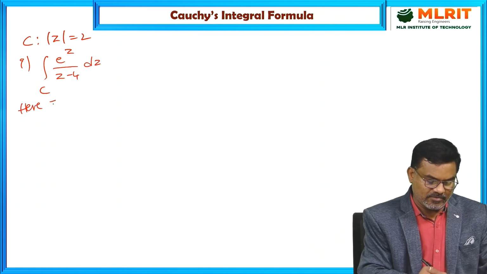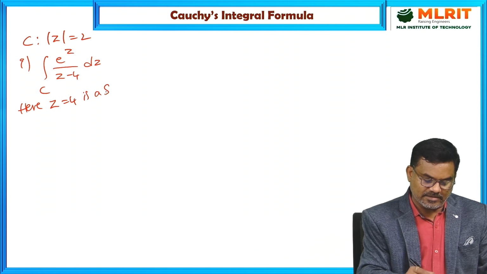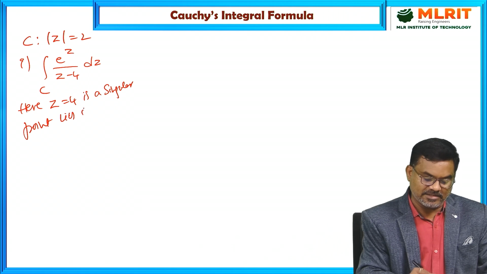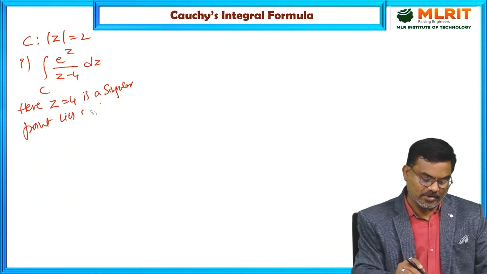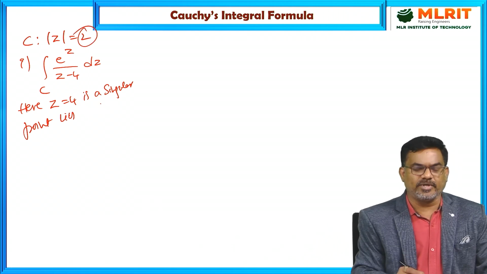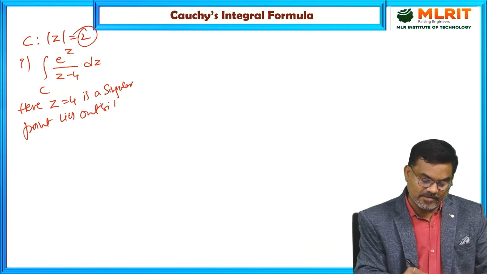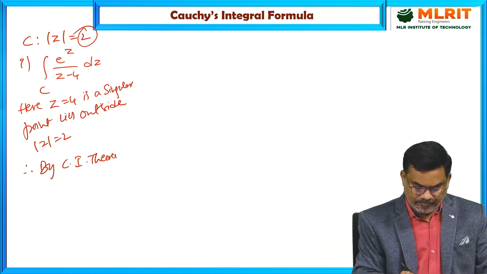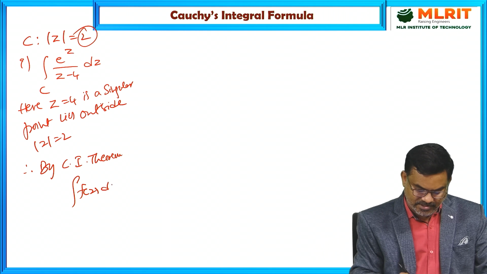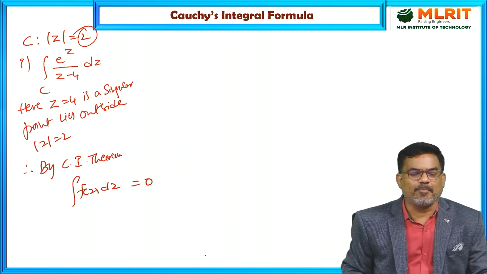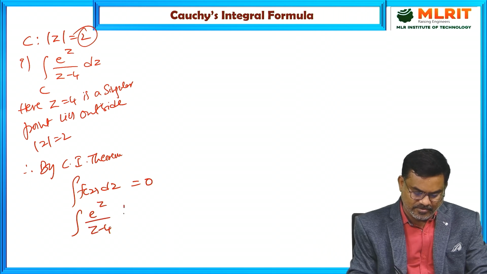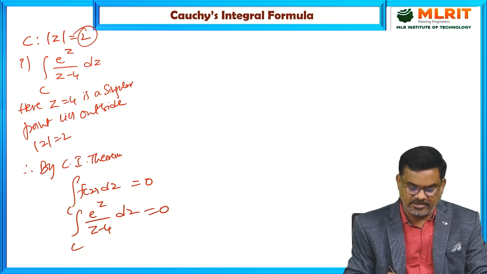Here z equal to 4 is a singular point. Here the radius is 2 itself, so it lies outside |z| = 2. Therefore, by Cauchy's integral theorem, the line integral of f(z) dz is 0, since the point lies outside the circle. The integral of e^z/(z - 4) dz along the curve is 0.